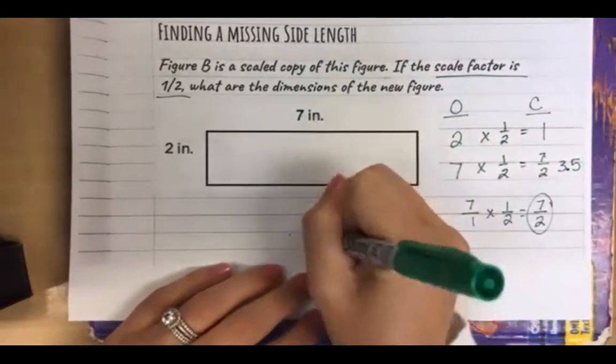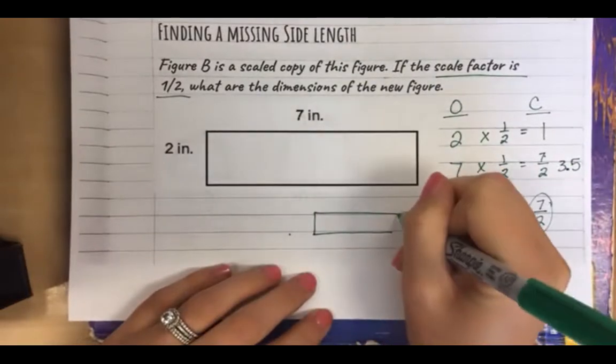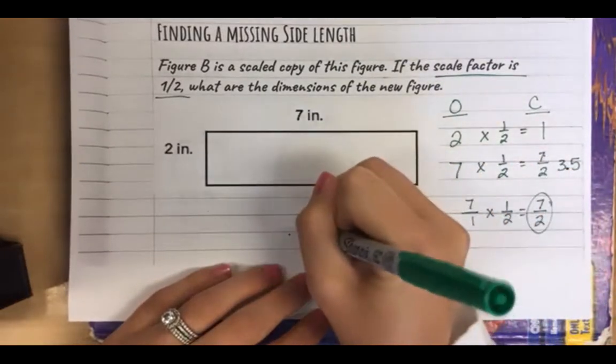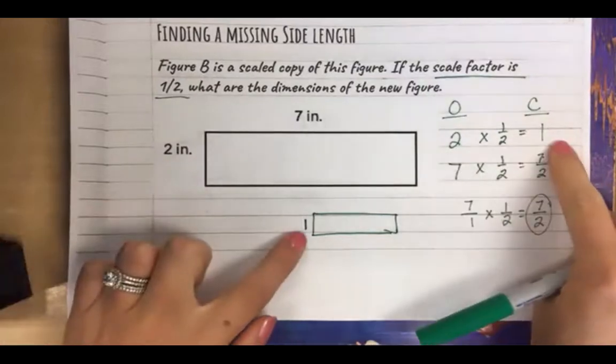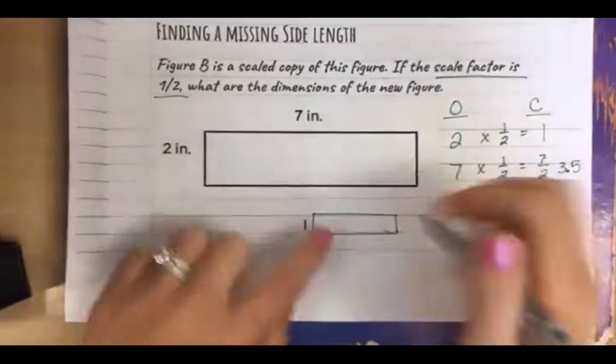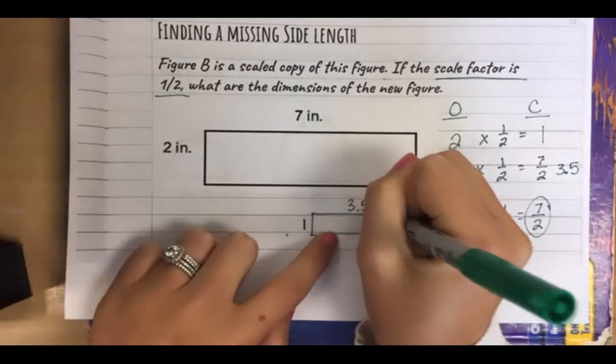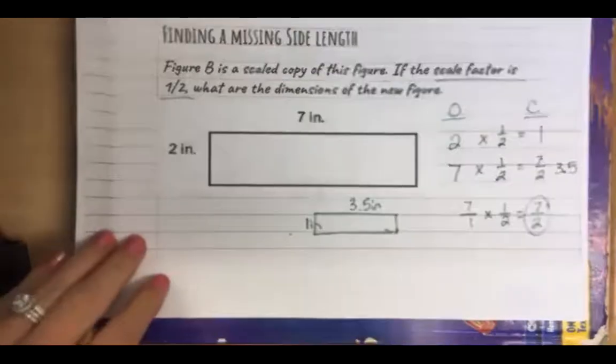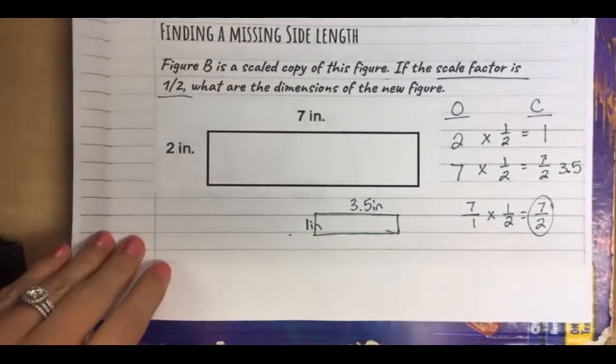So if we were to draw a new figure, we could say 1 for the corresponding side here, and then 7 would correspond to 3.5 inches. Always put your units. All right?